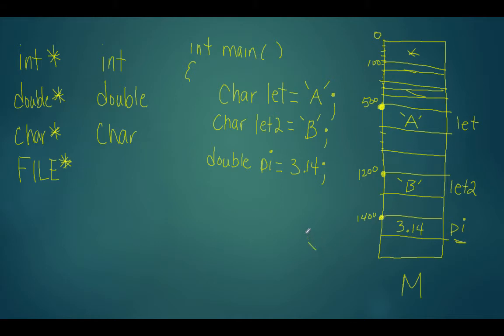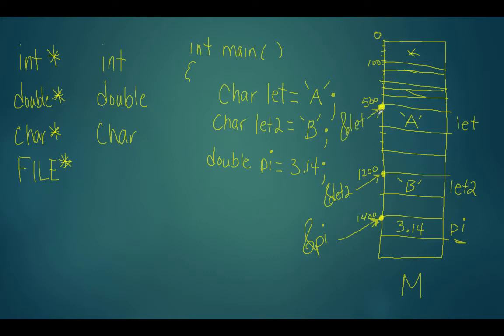So this would become address of pi. This is pi's address right here, which is in this execution at location 1400. This is going to be address of let2. This is going to be address of let.